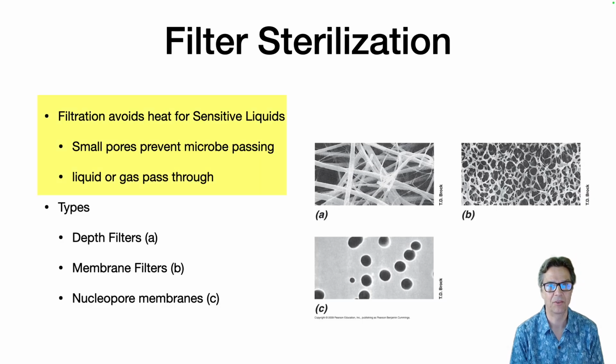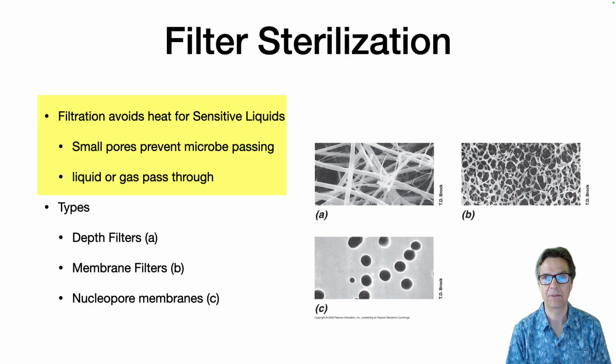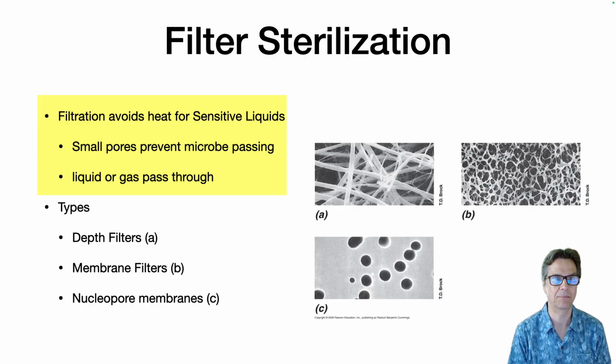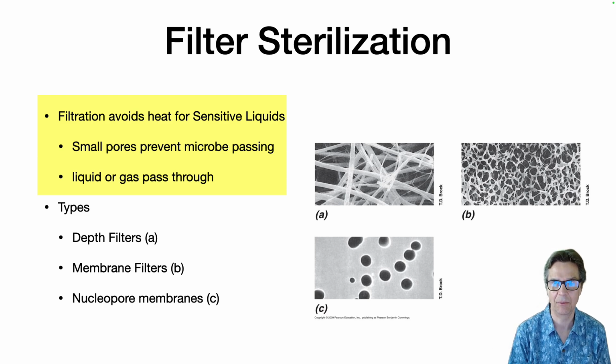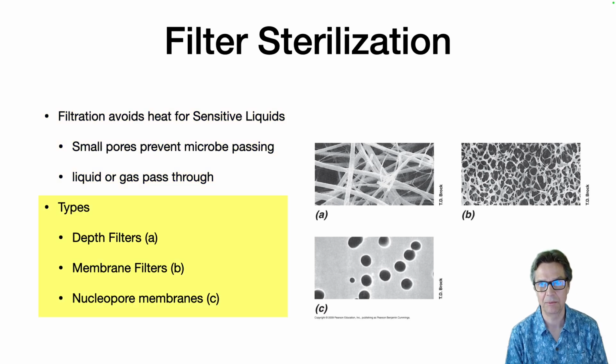Other physical methods cannot treat sensitive compounds, such as antibiotics or gases. In these instances, filter sterilization is an effective option. The sample passes through material with pores in it that do not allow bacteria through. There are three types of filters.